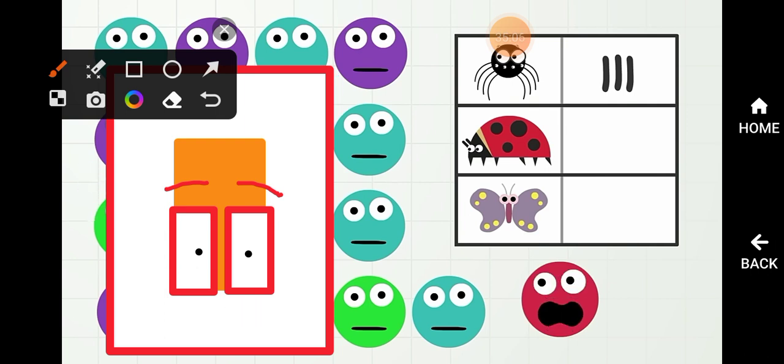Now, raise your hand if you like ladybugs the best. Let's count. 1, 2, 3, 4, 5. So 5 brothers and sisters like ladybugs the best. Now, raise your hand if you like butterflies the best. Now let's count.